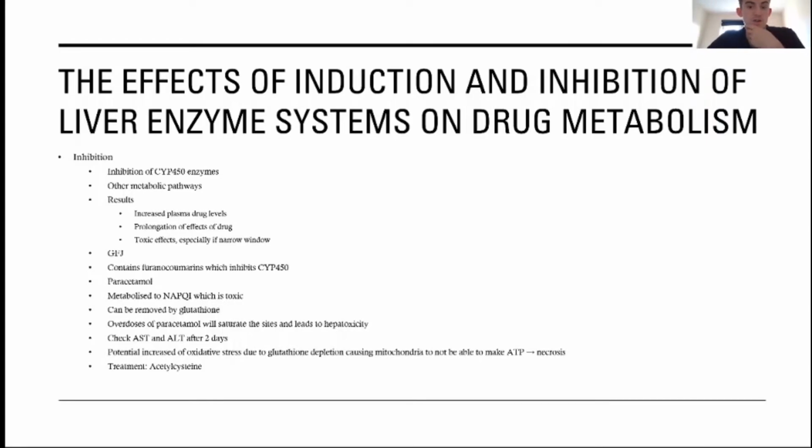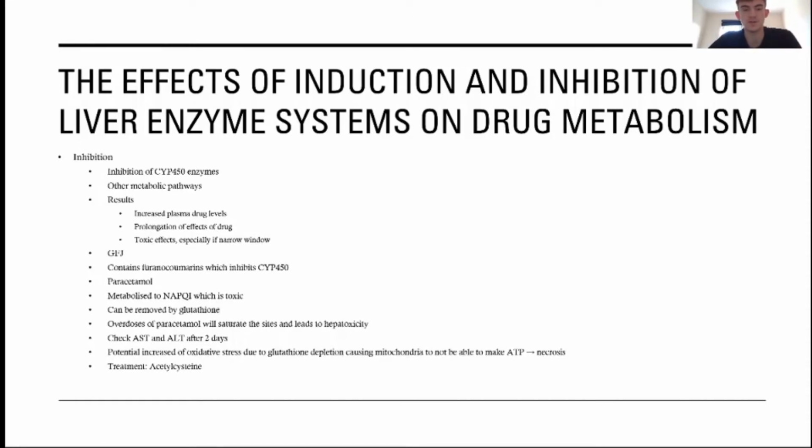To check for that, after about 48 hours, you can check the AST and ALT, so your aspartate aminotransferase and alanine aminotransferase, as those are markers of liver damage. We've also got this potential increase of oxidative stress due to this glutathione depletion, causing mitochondria to maybe not be able to make ATP, and that can then cause necrosis. But the treatment's quite easy. You can literally give loads of acetylcysteine to patients, as it doesn't seem to have toxic effects.